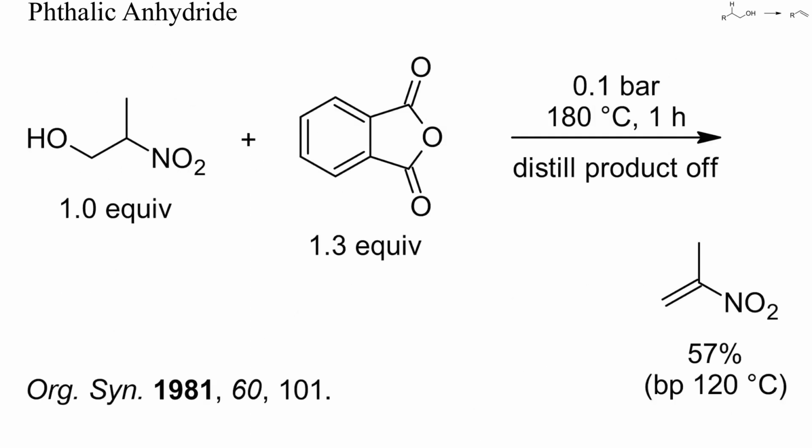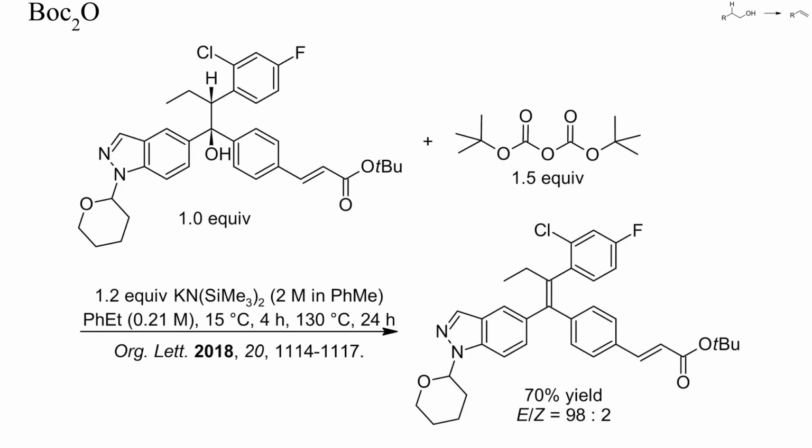In this example, the starting alcohol was easy to dehydrate because of the acidifying effect of the nitro group. Phthalic anhydride was used as a non-volatile dehydrating agent, and the alkene was distilled off directly from the reaction mixture. Here, a fourfold substituted ethylene was prepared with high stereoselectivity by dehydration with Boc anhydride.